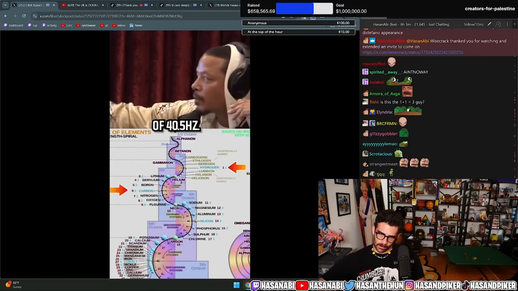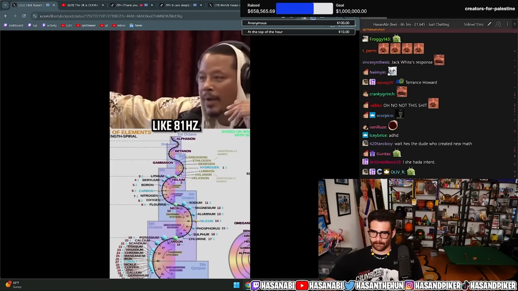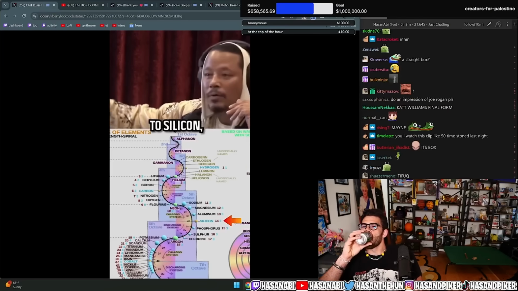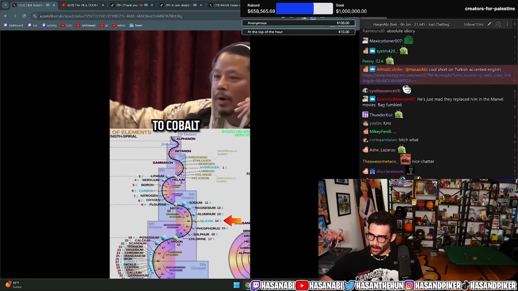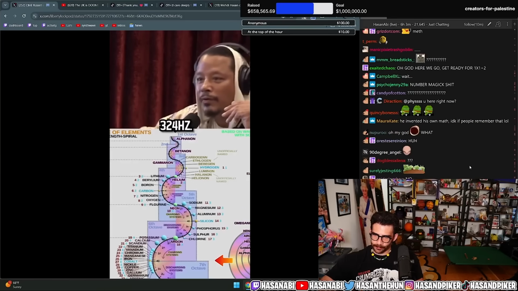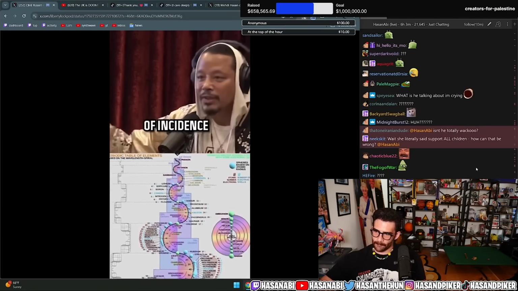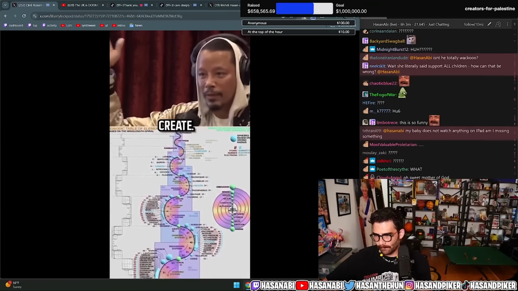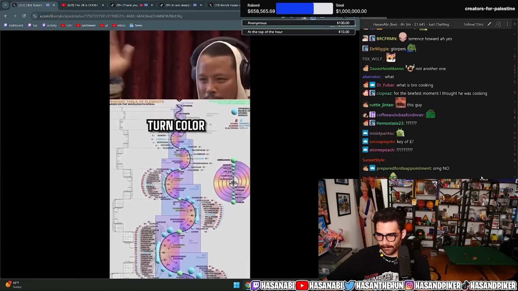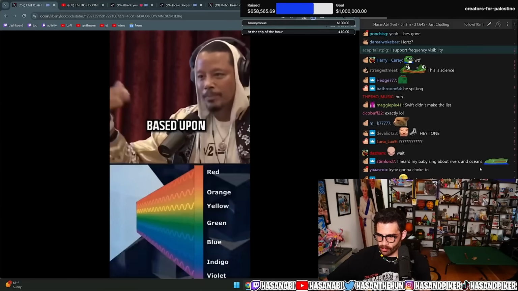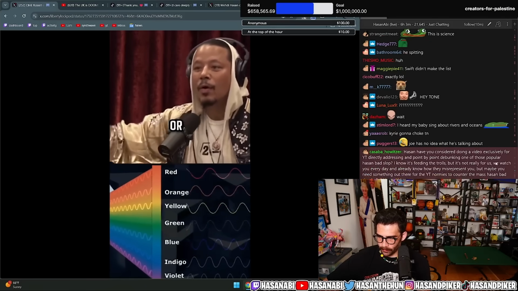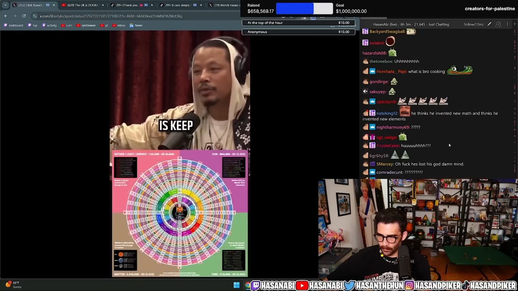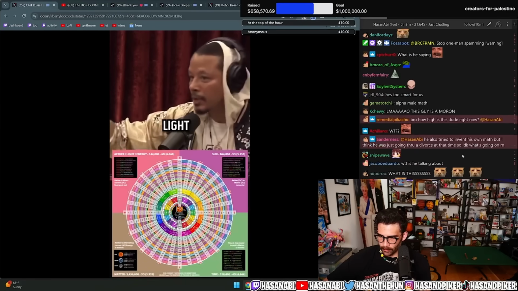Same key of E, 40.5 hertz. The next one would be like 81 hertz. You go to silicon, it will double up and would be 162 hertz. You'll go to cobalt and it'll be 324 hertz. Take the angles of incidence or the tones that they create, their color. You can turn color back into sound, it's the same wavelength, just much longer. So all you have to do is keep dividing light by 2.